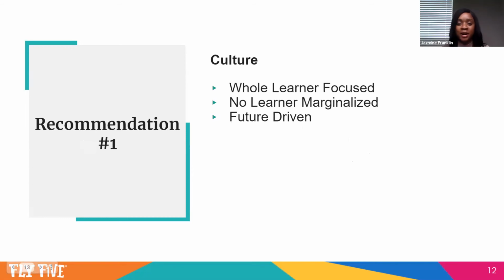So the first recommendation is culture. The whole learner is the focus. The entire system must attend to the social, emotional, cognitive, mental health, and trauma-based needs of all learners. No learner is marginalized. That's also part of recommendation number one, culture. All children and families and staff must be embraced, valued equally, and served with equity, regardless of their race, ethnicity, religion, sexual orientation, gender, socioeconomic circumstance, or disability.